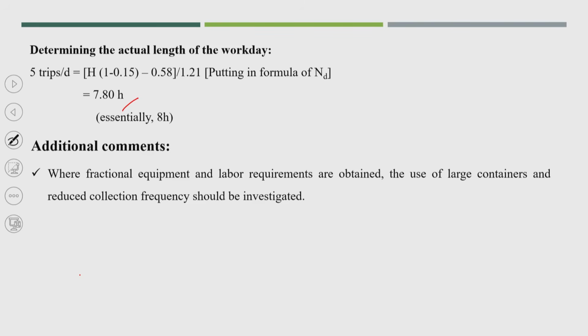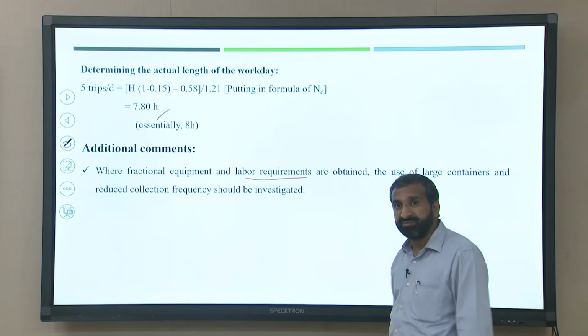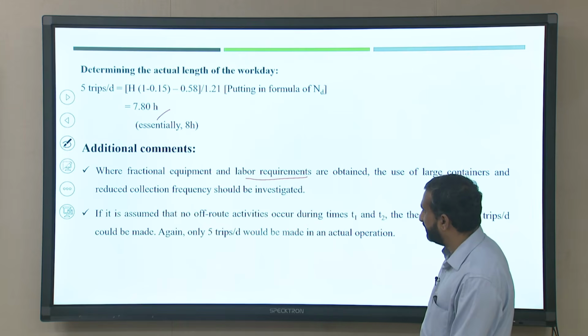Some additional comments for this example, where there is a fractional equipment or labor requirement, the use of large containers and reduced collection frequency should be investigated. That is also very important, the labor requirement. We will go for one more problem, especially for the labor requirement or the time required in a week, where the TW value we will also calculate.